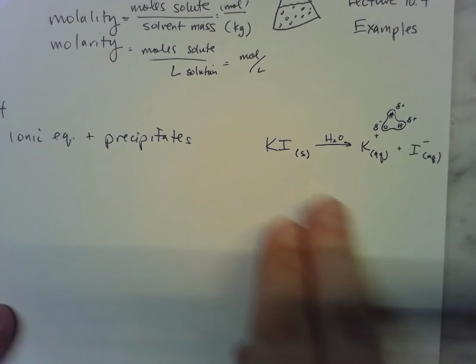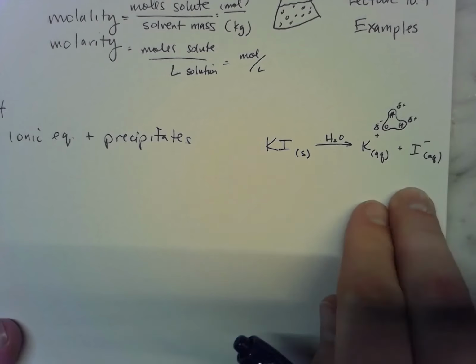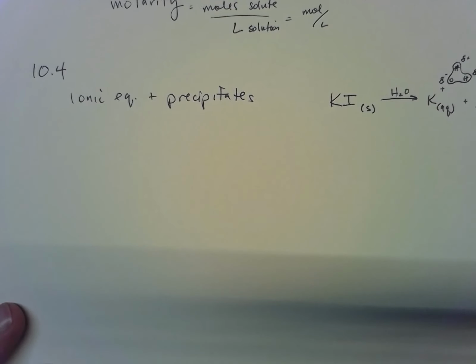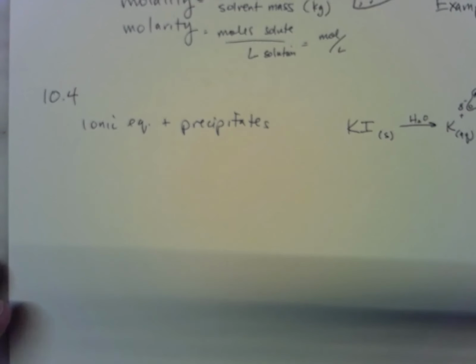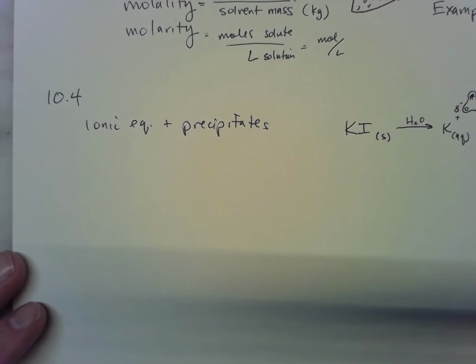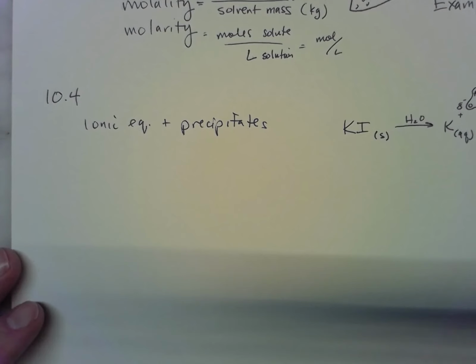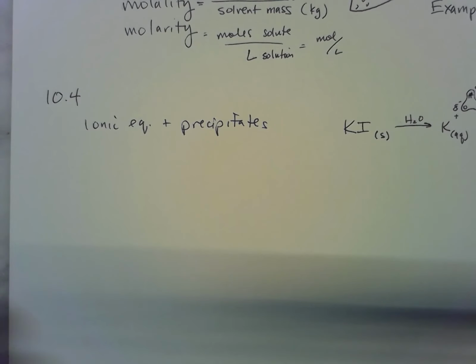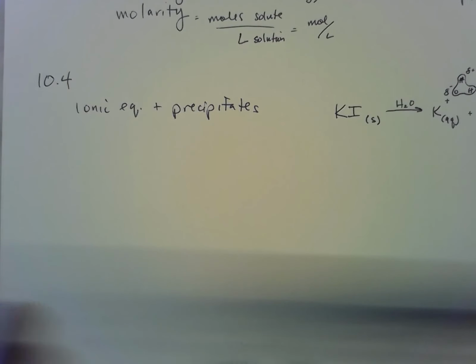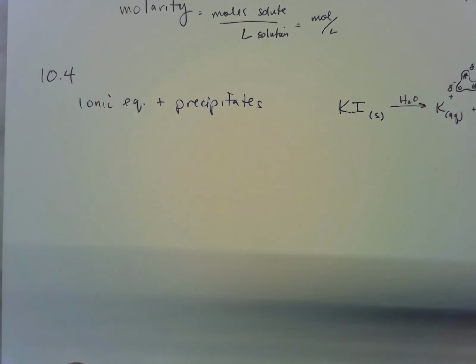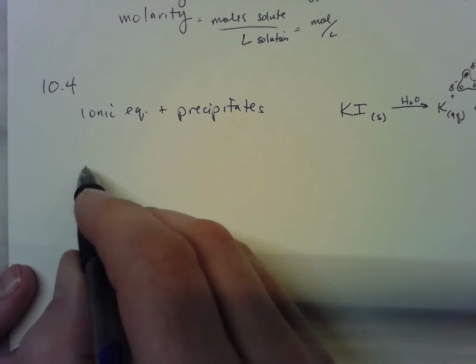This is now in aqueous. That means it's surrounded by water molecules. Okay? And so something we need to know is that if two ionic things that seem like they should make a reaction are both fully soluble in their solution, there is no reaction that happens. Okay? All right, so what does that look like?